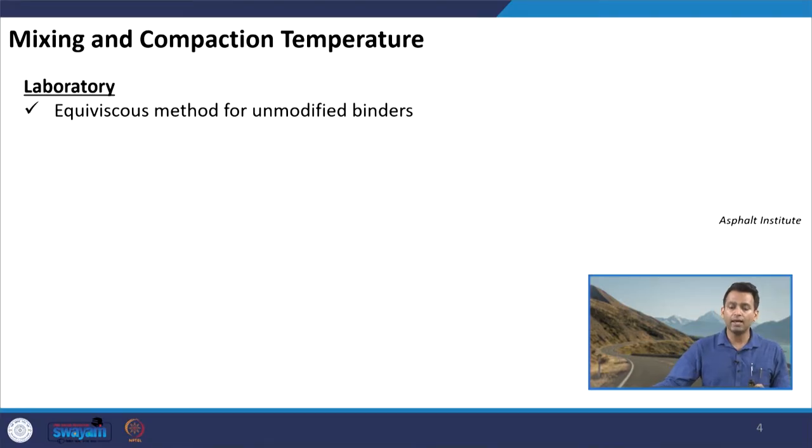Before we discuss these volumetric properties, let us discuss the first step here, which is the mixing and compaction process. As I told, mixing and compaction is a very critical process, and we have to be very careful in the laboratory and also in the mixing plant about what temperature our materials are exposed to. Let us first talk about laboratory. So, mixing and compaction, what are these temperatures? Mixing temperature is the temperature at which the bitumen and the graded mineral aggregates are mixed in the plant, all right, inside the pug mill.